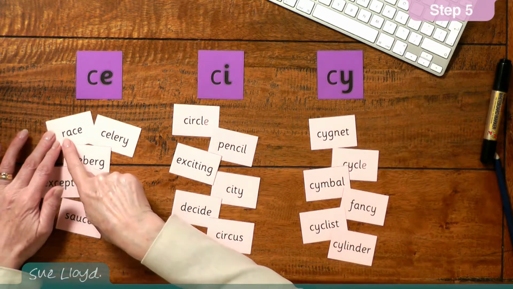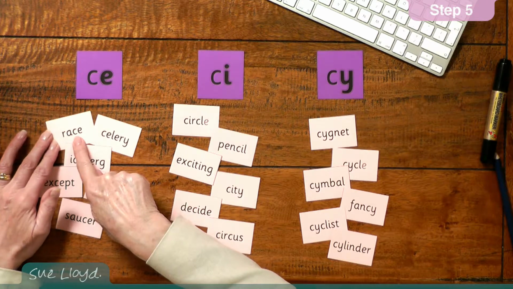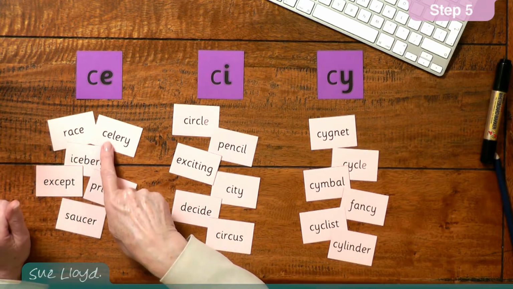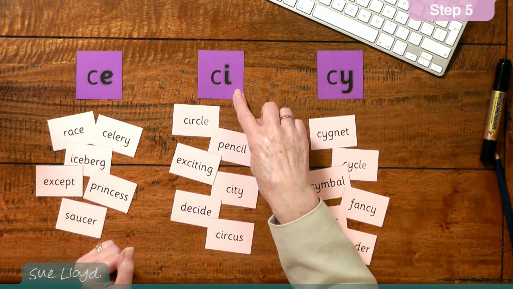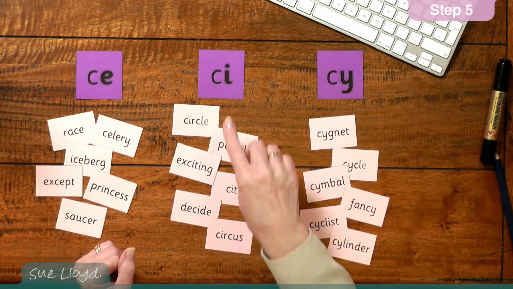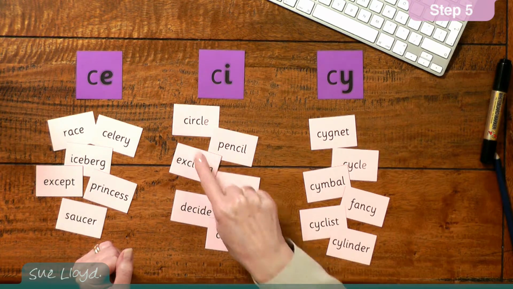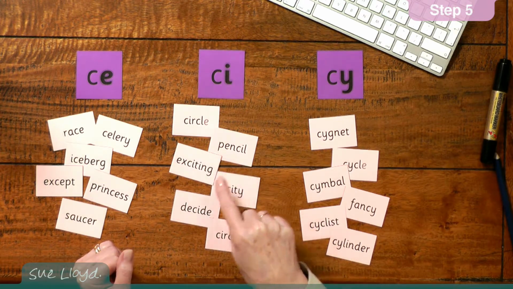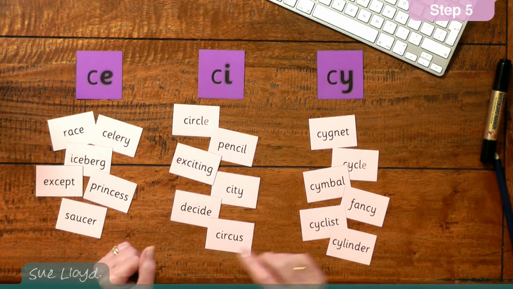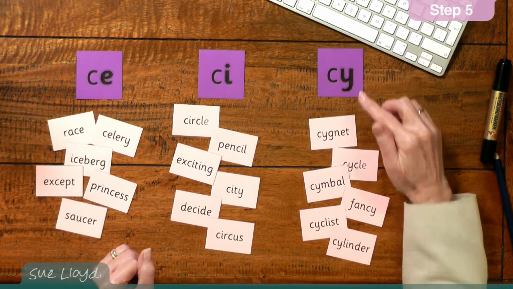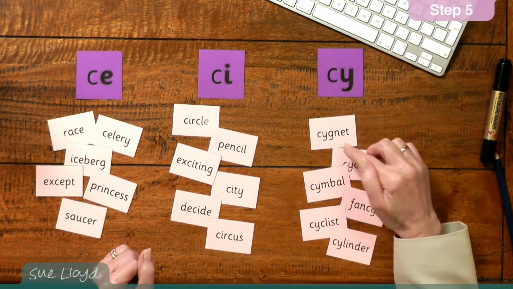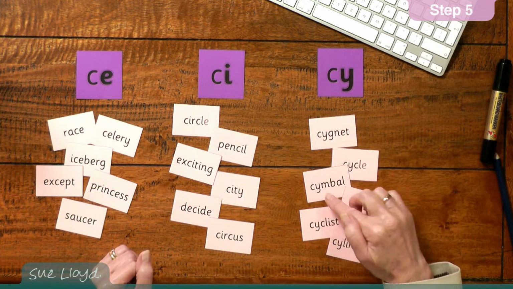So it's going to be A, S or celery. Now here we've got the I after the C, and so it's going to go S again. Circle, pencil, exciting. And here the Y at the end. After the C, signet, cycle, symbol.